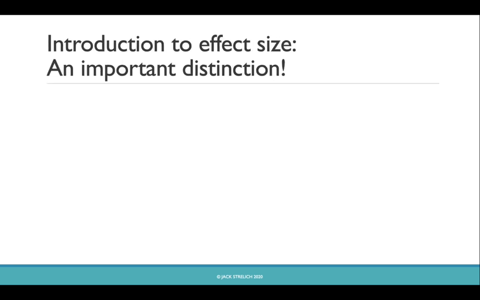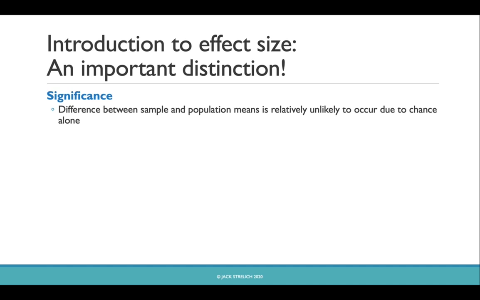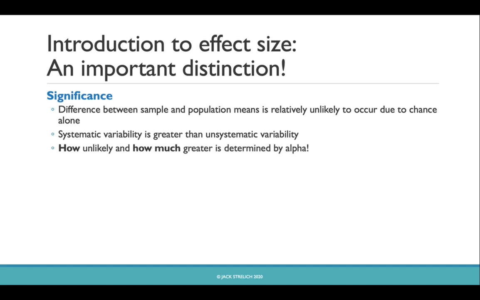So now I'd like to shift gears slightly and talk about effect size. I'll begin by introducing an important distinction. So far we've been talking a lot about significance. Significance occurs when the difference between sample and population means is relatively unlikely to occur due to chance alone. In other words, when systematic variability is greater than unsystematic variability. The question of how unlikely, or how much greater, is determined by our alpha.